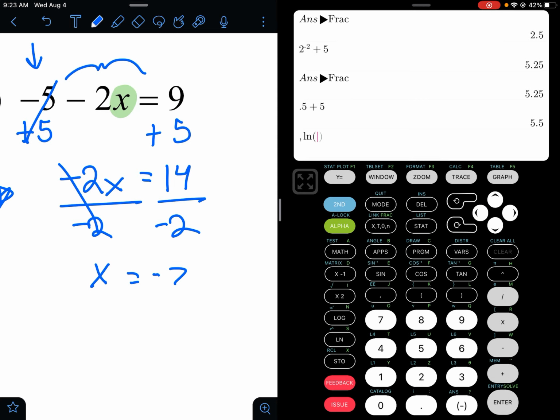So when you do negatives in your calculator, you have to use this button that looks like this. It's in that bottom right-hand corner on your TI-84. So if I wanted to do 14 divided by negative 2, I do 14, then the division symbol, and then I'm going to do negative 2. So I did that, this guy here.